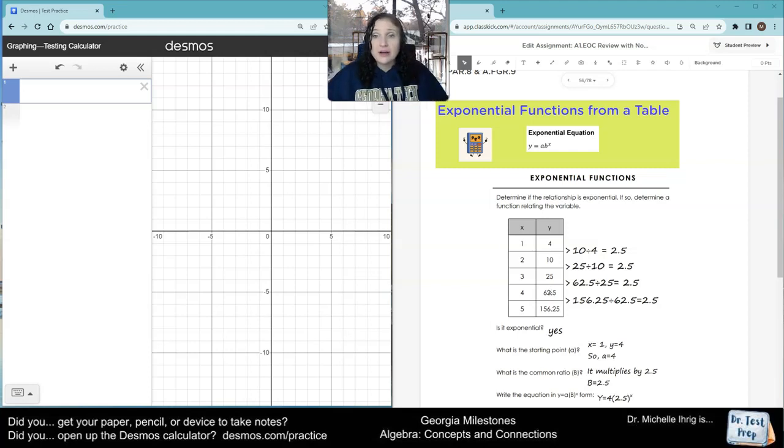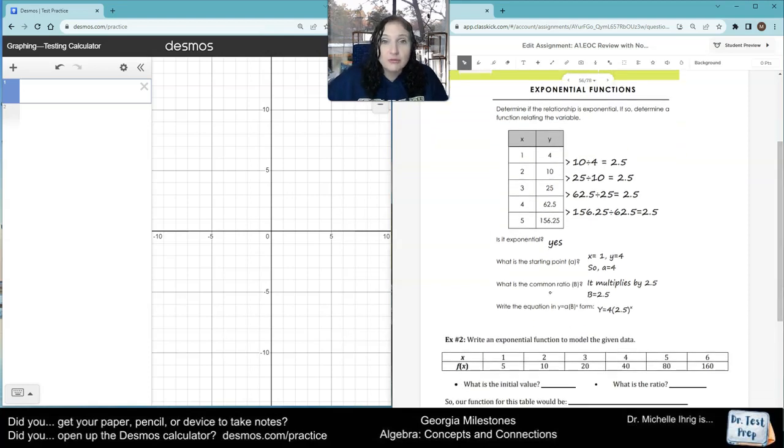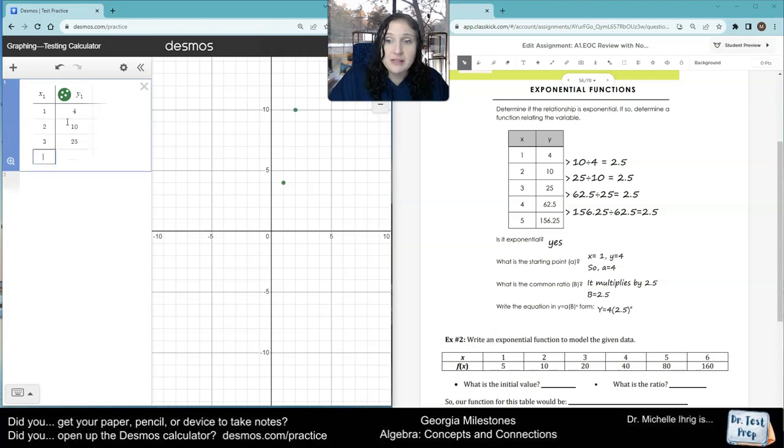So I really like this graphic. I have no idea where I got it from, but I feel like it's a really great example of what to do. So first, you're determining, is it exponential? Now, there's two ways to determine if it's exponential. If you can't tell by looking at it, go over to your Desmos calculator, click the plus sign, table, and then whatever values they give you, just type those babies in.